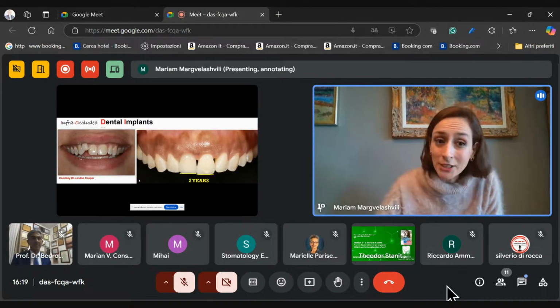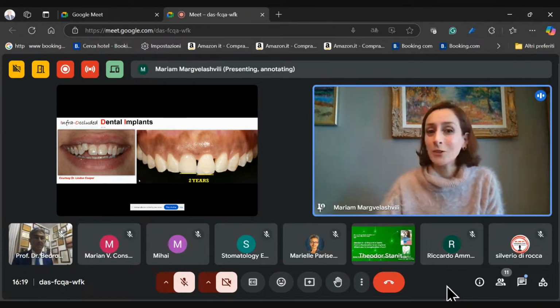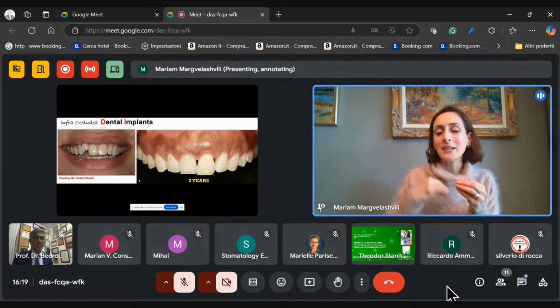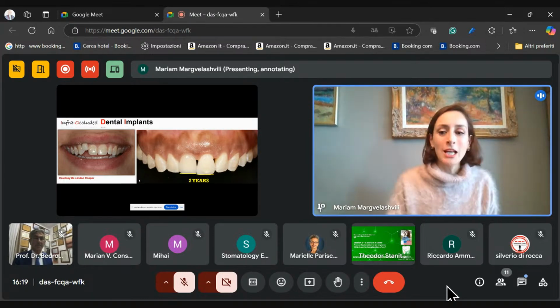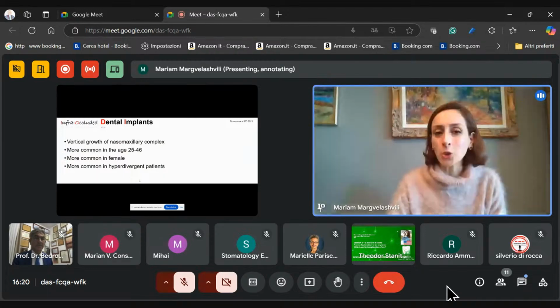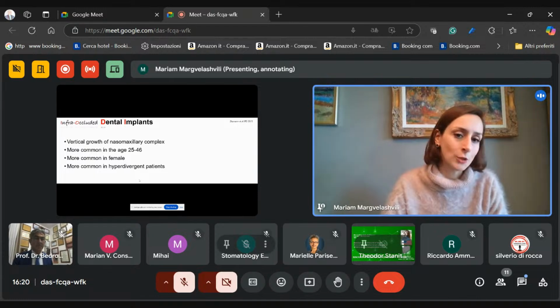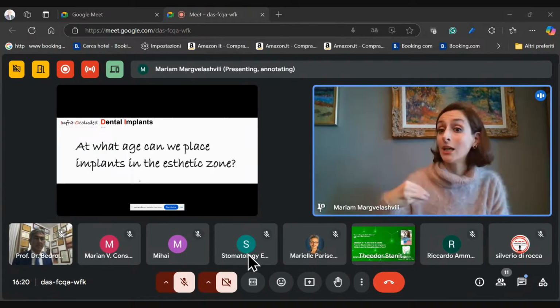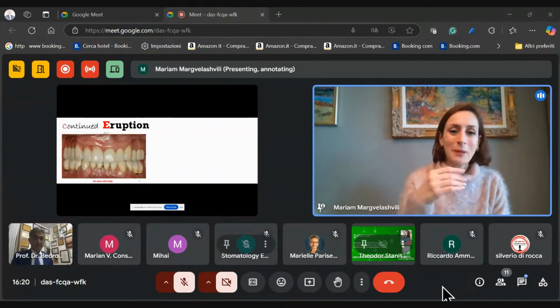Another factor that no one talks about, or some people talk about, is infra-occluded dental implants. In the anterior zone, teeth continue to erupt, and then we see implant crowns that are shorter. This has been shown to happen more often in younger women, hyperdivergent patients. So at what age can we place implants in the aesthetic zone without expecting infra-occluded dental implants?